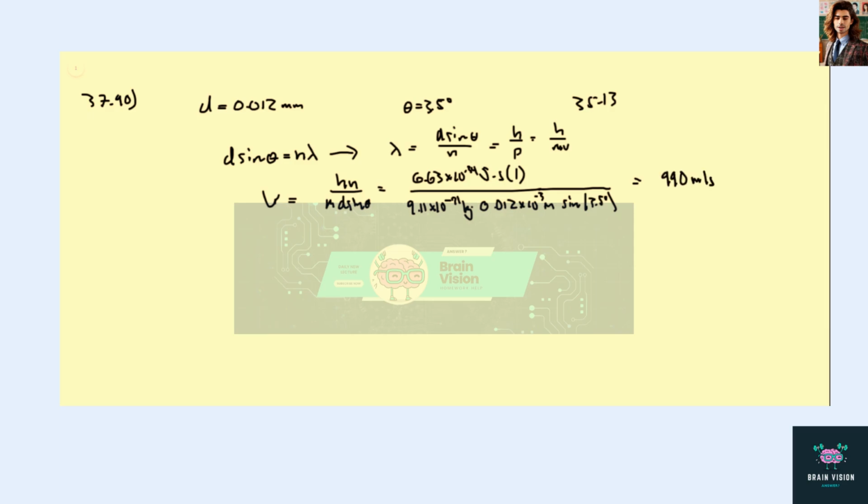990 meters per second. And since this is much less than the speed of light, we can assume our classical approximation is good. If this was a little bit closer, like maybe 5%, 10%, 15% of the speed of light, then we probably should go back and replace our equations with the relativistic ones. But in this case, we're all good.